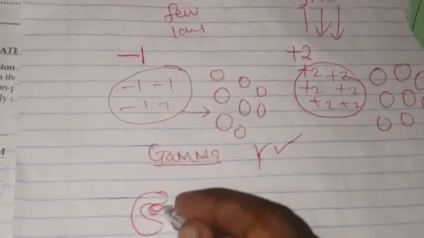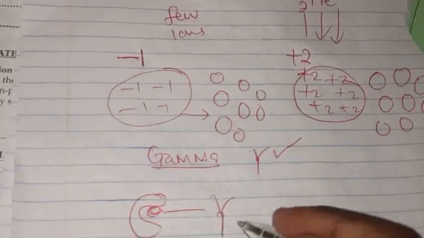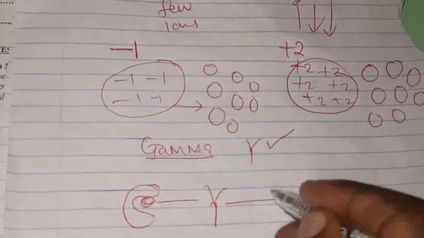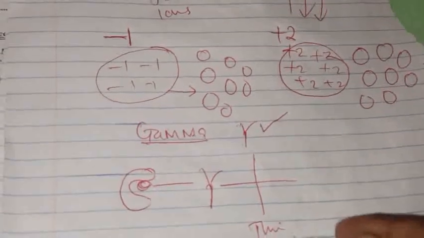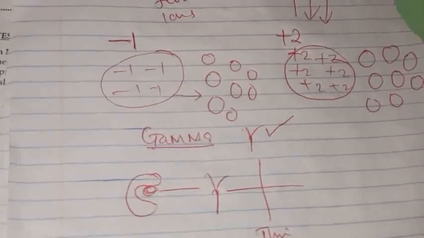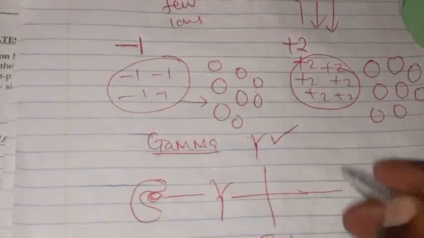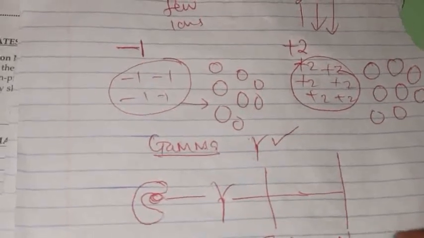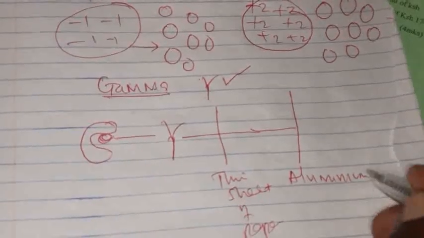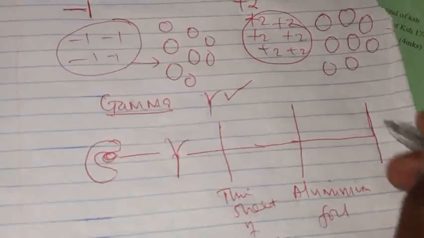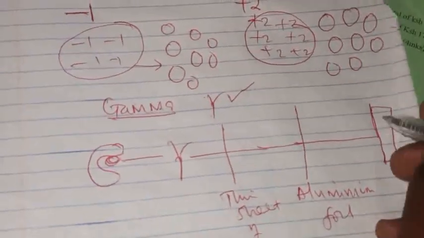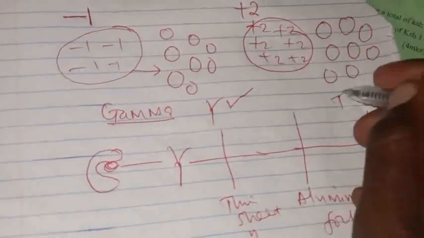If a radioactive substance produces gamma radiation, it will have the highest penetrating power. It won't get blocked by a thin sheet of paper. As well, it won't get blocked by an aluminium foil. But it can only get blocked by a thick lead block.